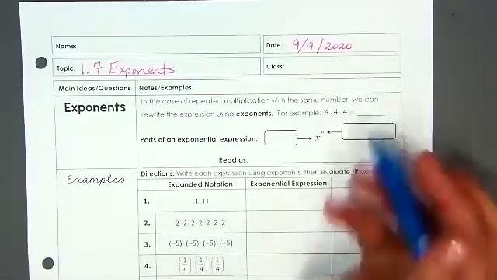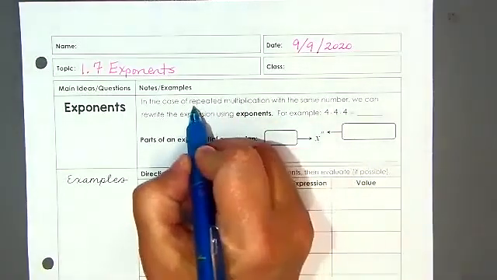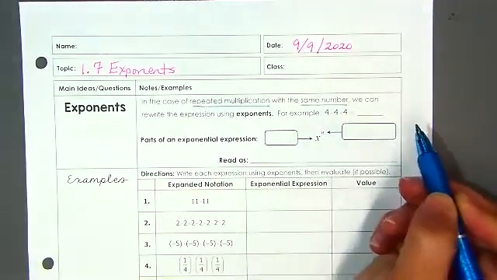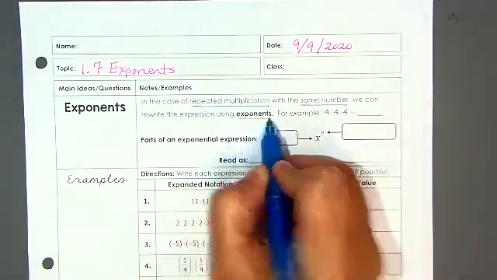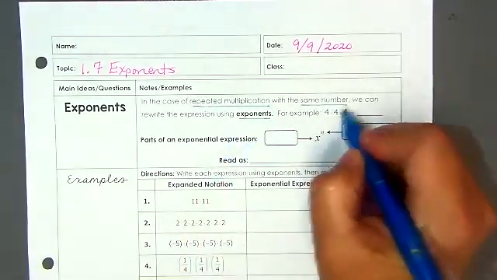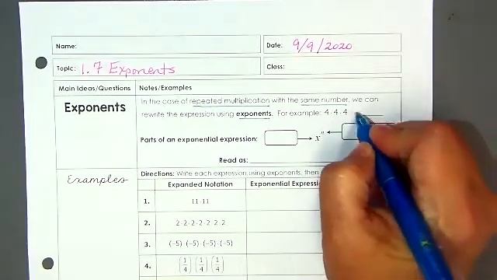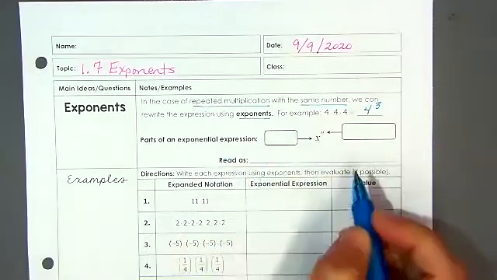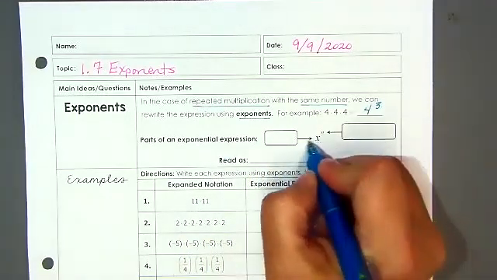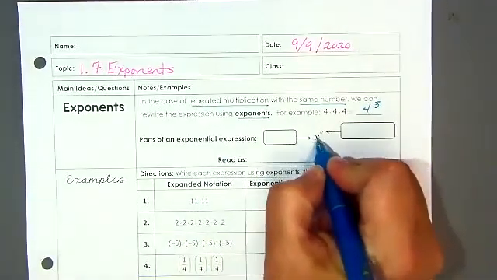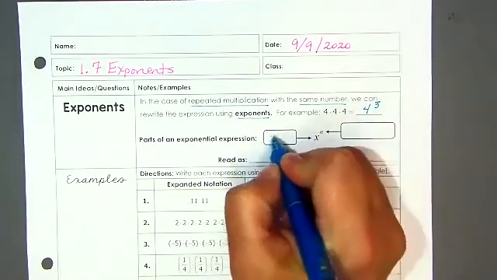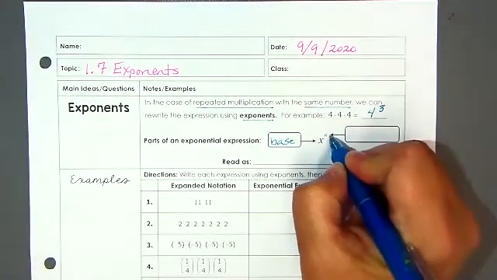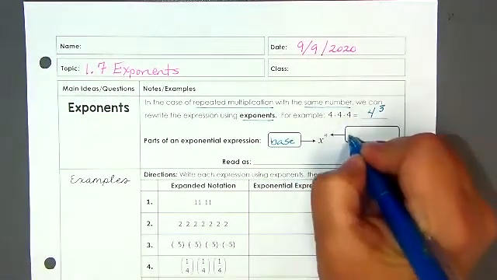It says, in the case of repeated multiplication with the same number, we can rewrite the expression using exponents. For example, 4 times 4 times 4 gives us 4 to the third. So the parts of an expression: the bottom, the number that's being repeated, multiplied, is called the base. The small little number on the right-hand corner is called the exponent.